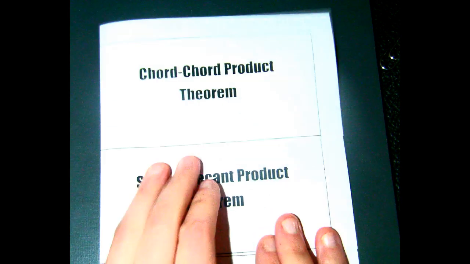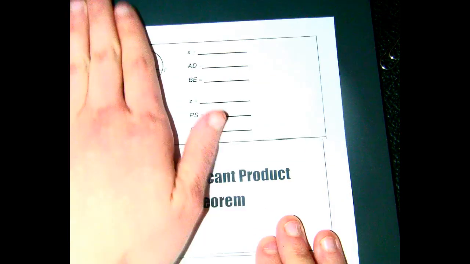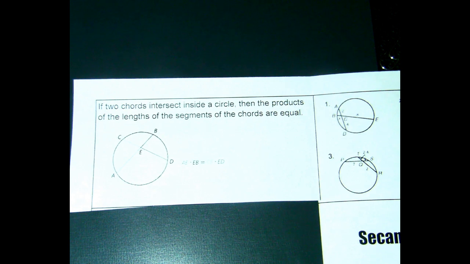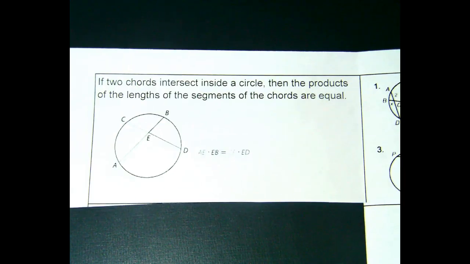The chord product theorem states that if two chords intersect inside of a circle, let me get that so you can actually see it. If two chords intersect inside a circle, then the products of the lengths of the segments are equal. So here is what that means.